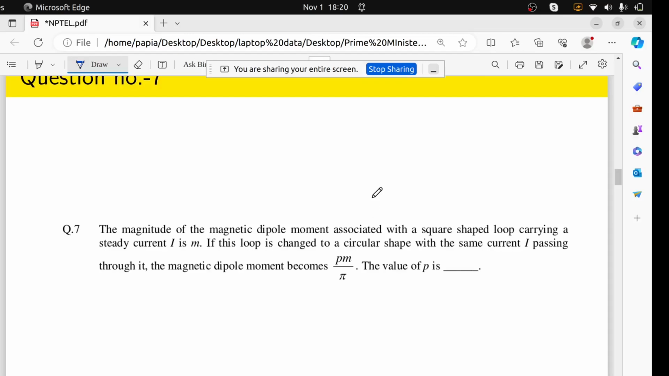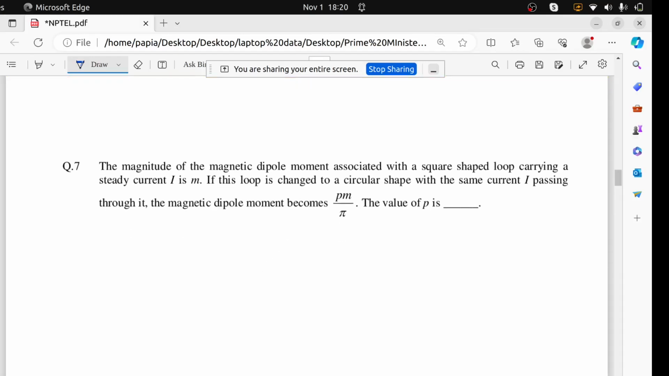The magnitude of the magnetic dipole moment associated with the square shape loop carrying a steady current I is M. If this loop is changed to a circular shape with the same current I passing through it, the magnetic dipole moment becomes Pm by pi. The value of P is what? Okay, so this is the question.